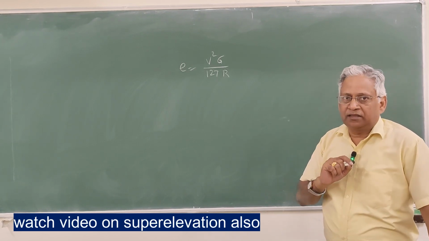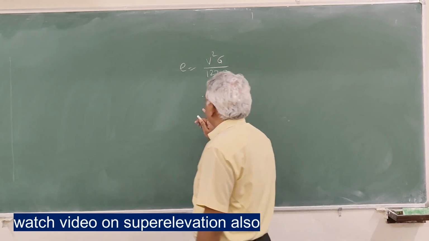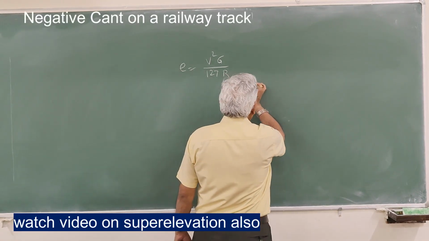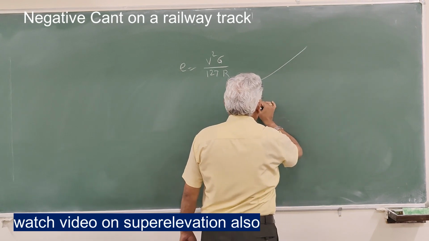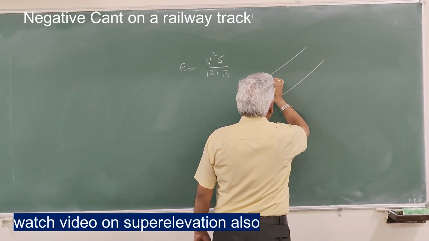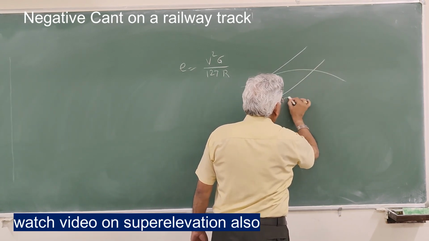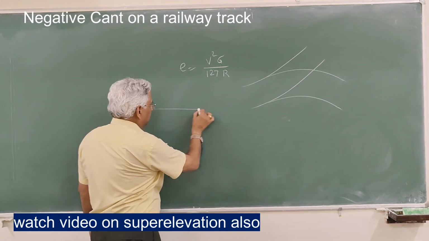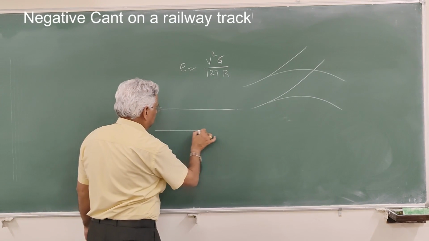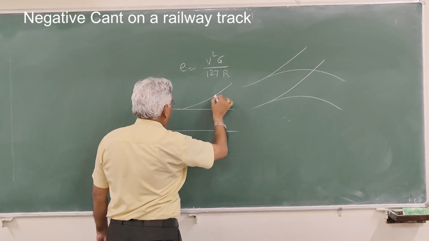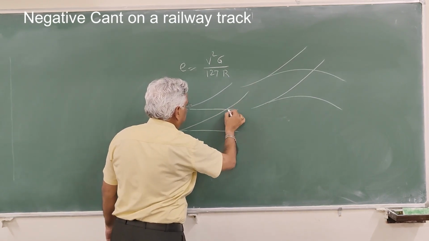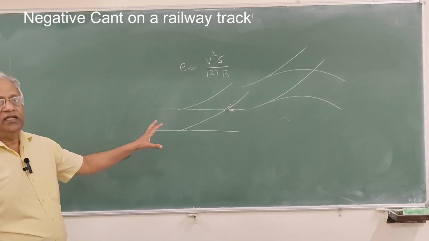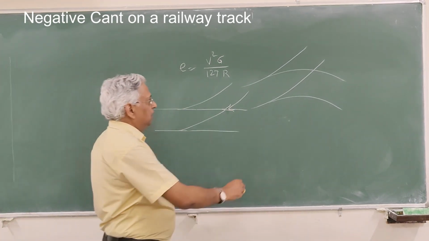Now today we will discuss the concept of negative superelevation. The concept of negative superelevation is important, particularly on diverting tracks. This could be like this, or when a turnout takes off from the tangent track, then how we design these tracks.